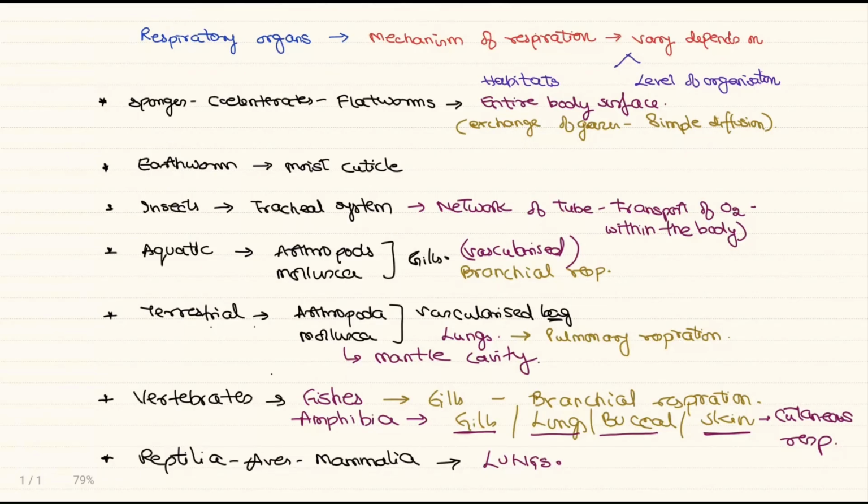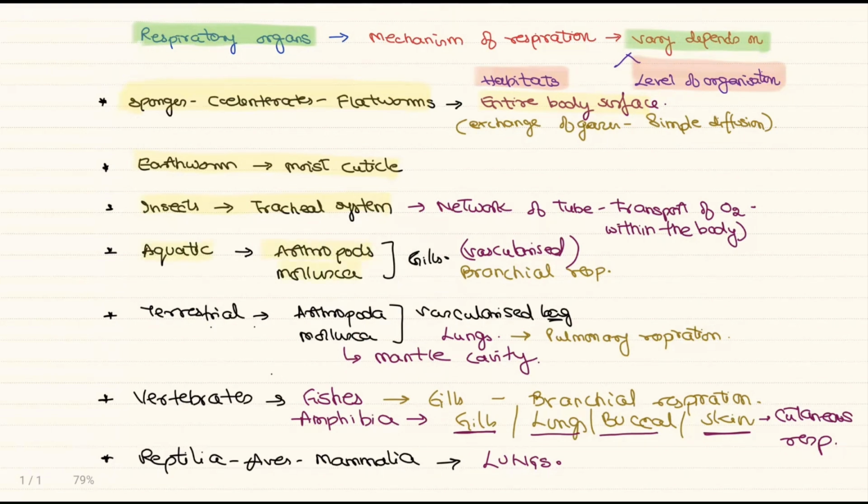Let's quickly revise them. The respiratory organs in every organism depend upon two main things, that is the habitat where it lives and the level of organization, that is the body complexity. If you go phylum wise, in sponges, coelenterates and flatworms, the body is much simpler and most of them live in the water or are parasitic forms. So here the entire body surface will help in the exchange of gases. In the case of earthworms, the moist cuticle is present. Insects have specialized tubular structures called the tracheal system.